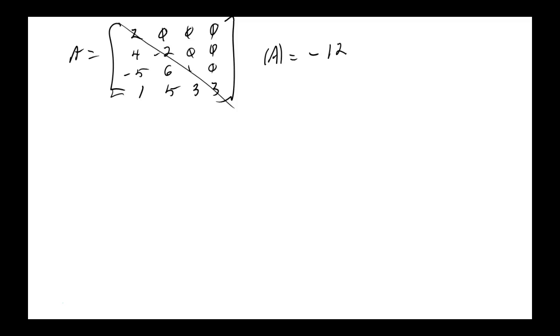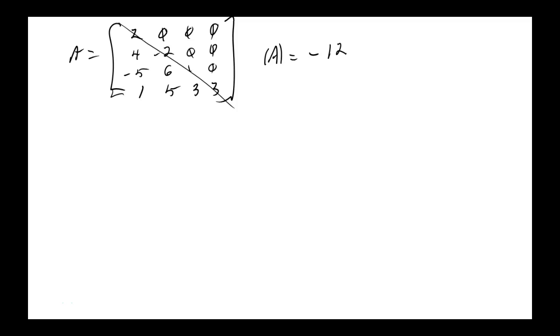So the determinant of a triangular matrix, whether it's upper, lower, or diagonal, it's always going to be the product of the main diagonal entries. That finishes 3.1.